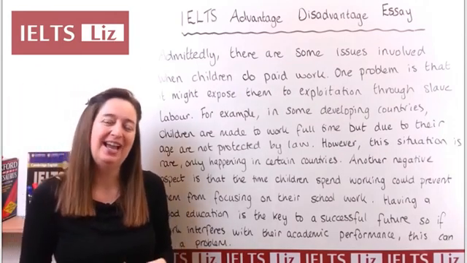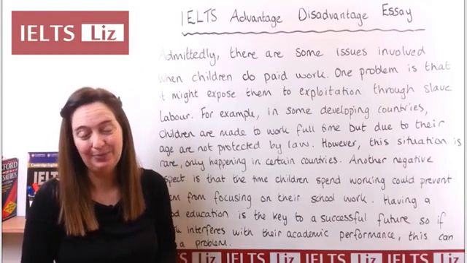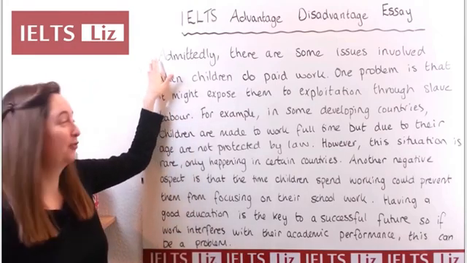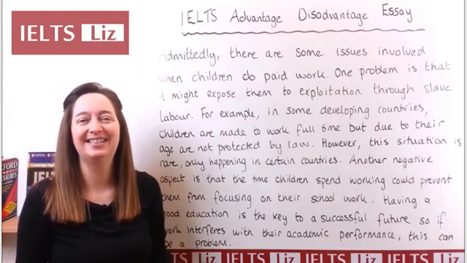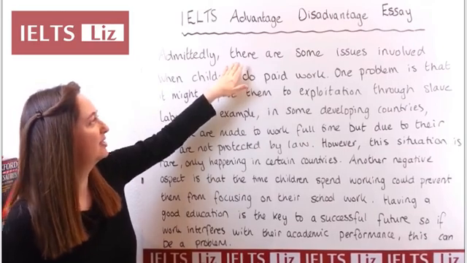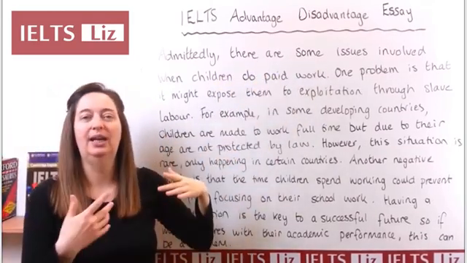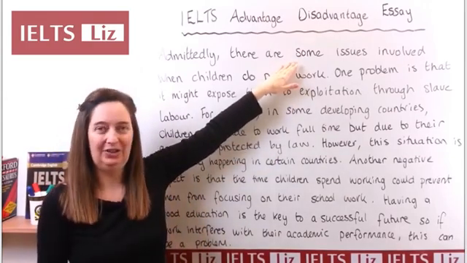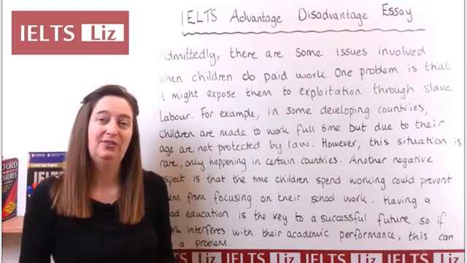So let's have a look at how this body paragraph differs from the previous essay when we had the disadvantages. Well, the topic sentence is different. We start with "admittedly", because again, this is the side that we think is less important. The topic sentence says there are some issues involved. So we are showing the examiner that we're talking about the disadvantages. And we haven't said minor issues or basic issues. We've said some. Now, there's a reason for that.